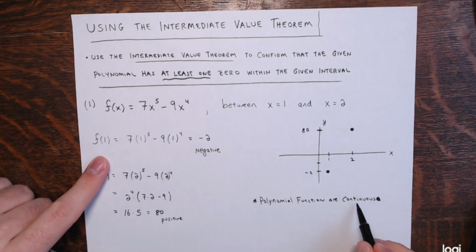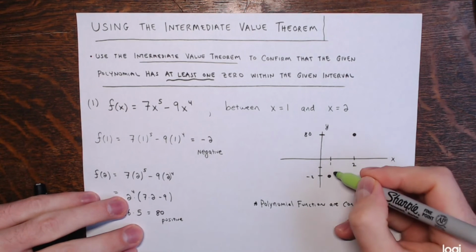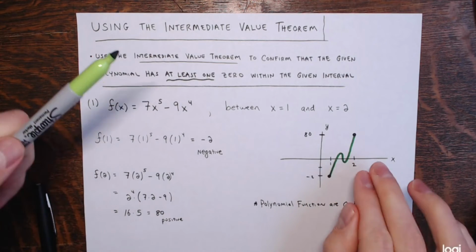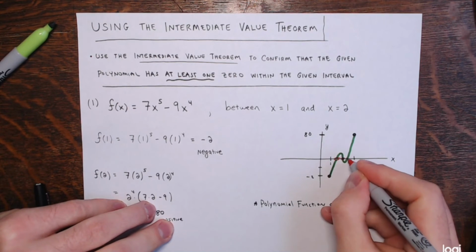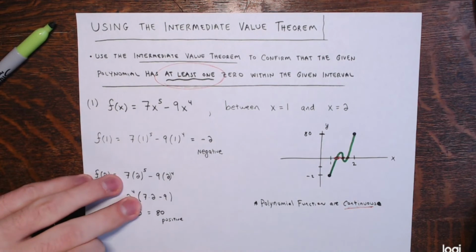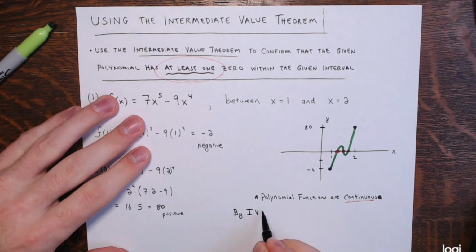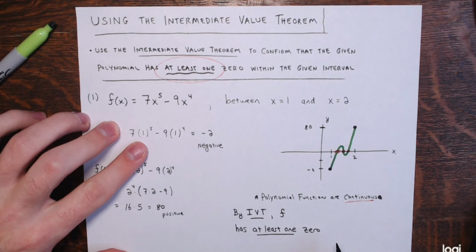Or continuous everywhere. So if I were drawing the graph, it's going from here to there continuously. Now I could be doing this, or just straight there, I don't know. This is a guess. But because it's continuous, the graph has to have some x-intercepts, at least one. That's why the words at least one are underlined up here. But by the intermediate value theorem, which I'm going to abbreviate IVT, this function f has at least one zero between x equals 1 and x equals 2.